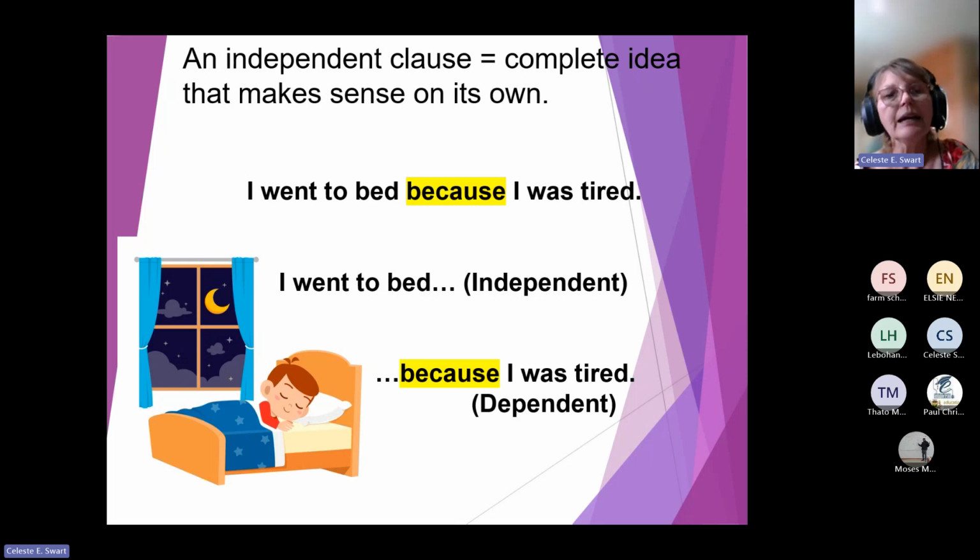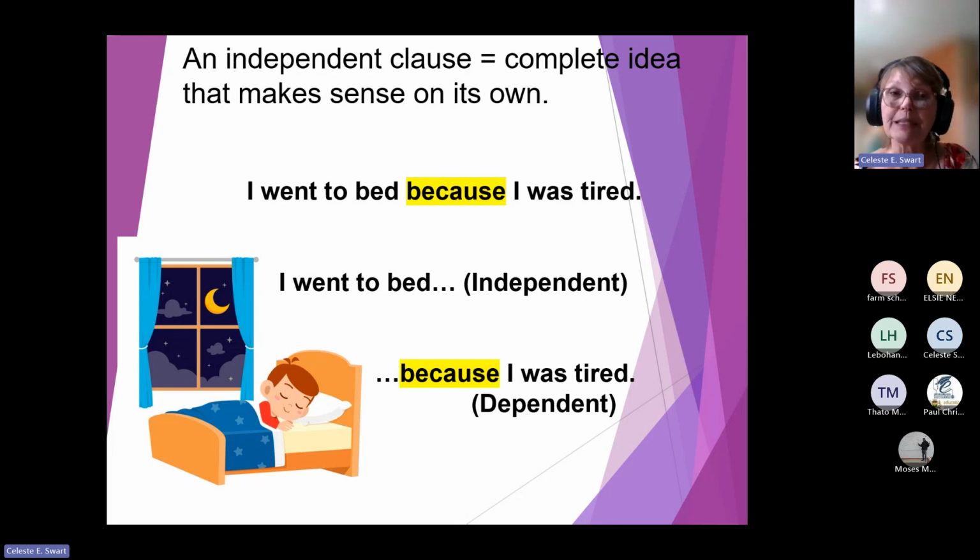It makes sense. Because I was tired, you cannot write a sentence that says because I was tired. And you often do it in comprehension tests. You're supposed to say, I went to bed because I was tired, and you just say, because I was tired. Why did you go to bed? Because I was tired. But that isn't a complete sentence. So that isn't a correct sentence. Because I was tired, yeah, is dependent on the independent clause. It cannot stand on its own.